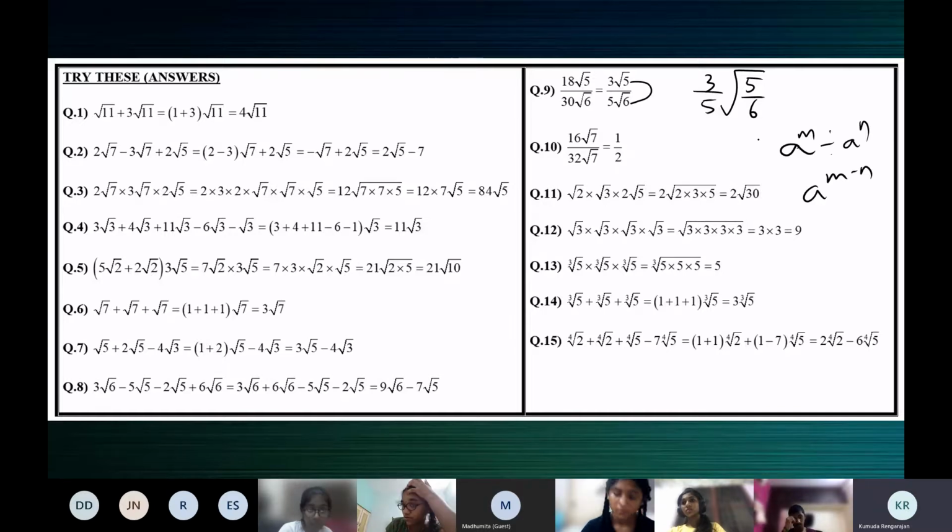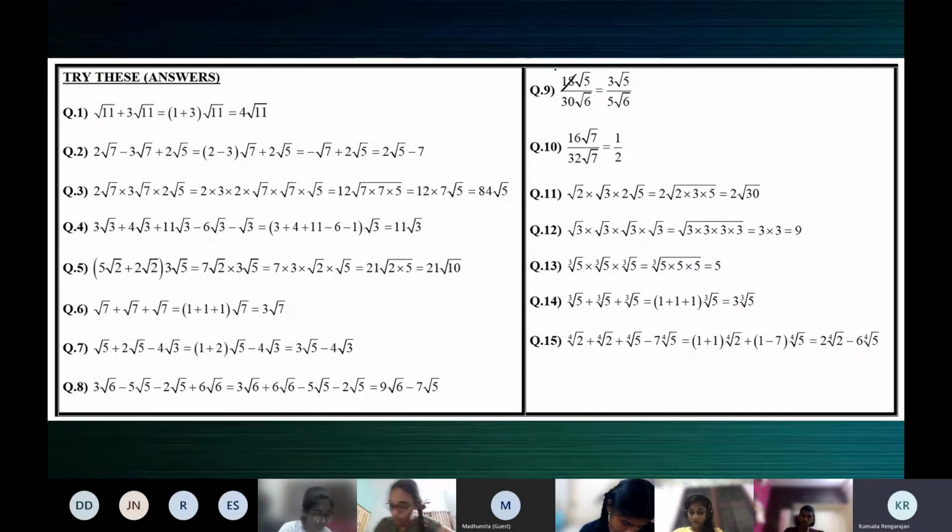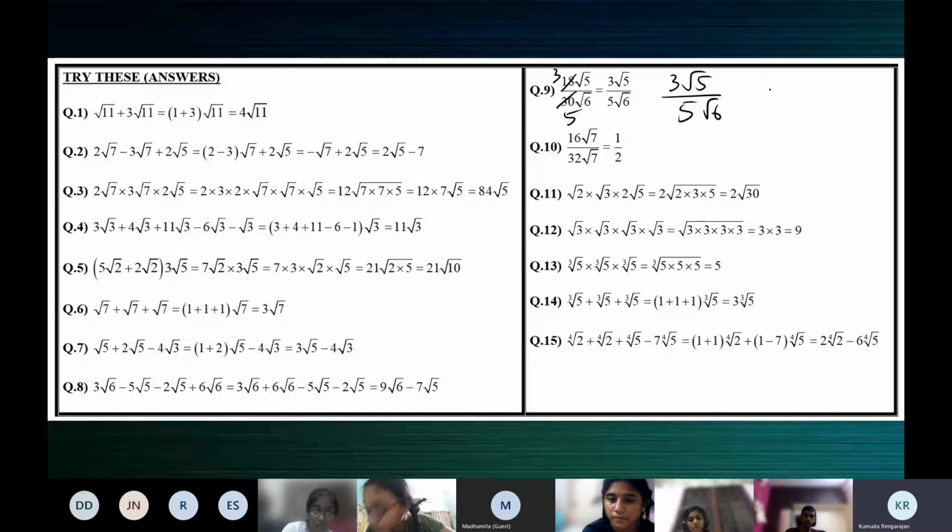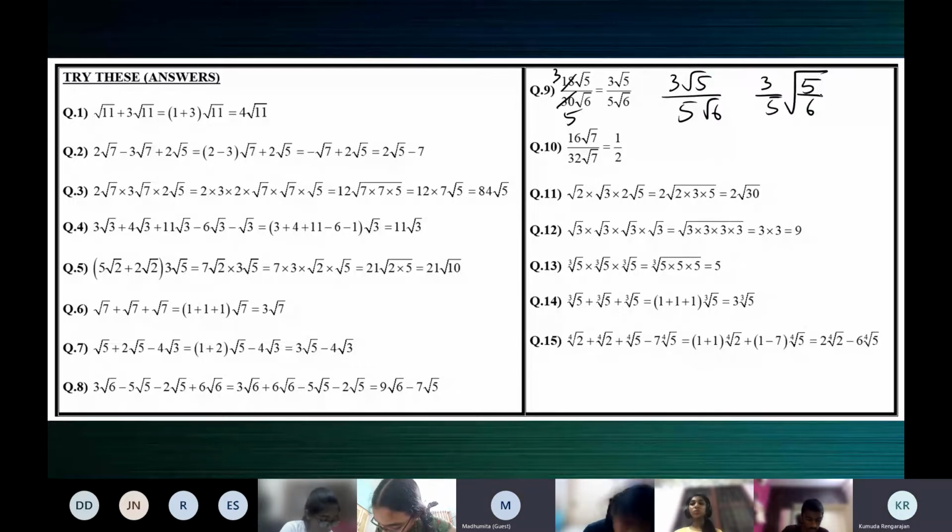So 6 3s are, 6 5s are 3 by 5. 3 root 5 by 5 root 6. What you can further do is write 3 by 5 and root of 5 by 6. But you still cannot cancel anything. Okay, ma'am. So that's it: 3 root 5 by 5 root 6. Yes, ma'am.